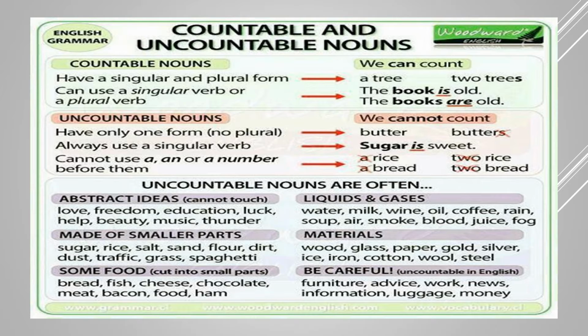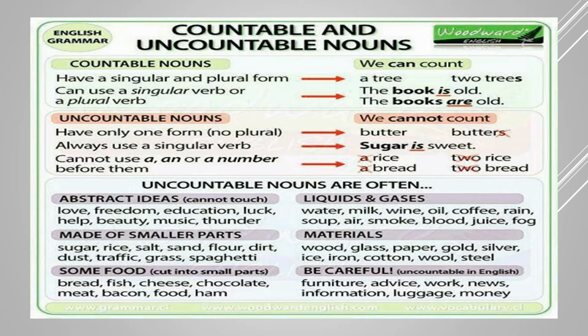Countable nouns are all the things we can count. Uncountable nouns, in this case, have only one form. They don't have a plural form. For example, things we cannot count, like butter and sugar, and we always use the singular verb to be, for example, is. Sugar is sweet.